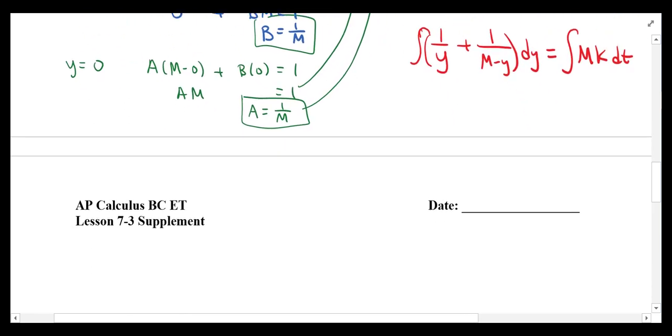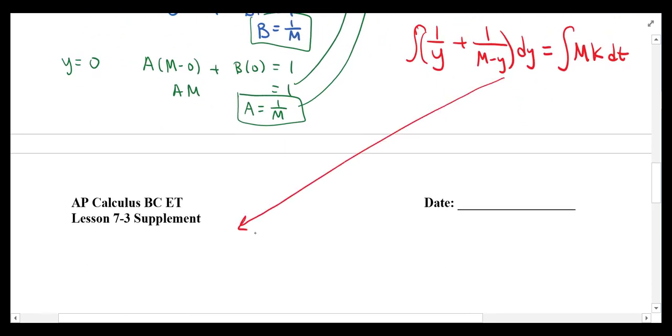Now I'm going to move to the next page. So I hope you can turn to the next page too. I'm going to ask you to now do the antiderivative. So what is the antiderivative of 1 over y? You got it. Natural log of the absolute value of y. What is the antiderivative of 1 over m minus y? If you said plus natural log of m minus y, I'd be like, whoops.